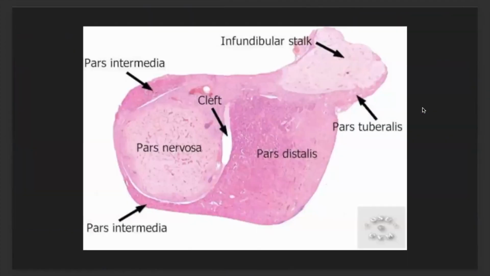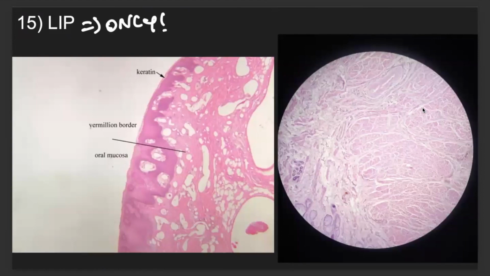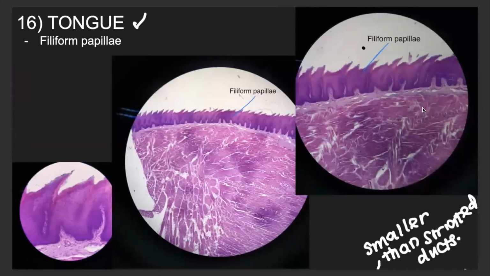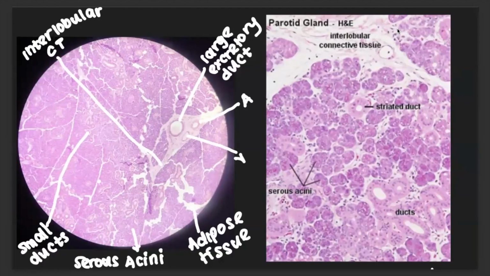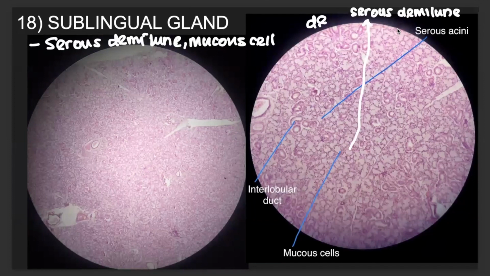Hypophysis. Lip, tongue, and you have to recognize filiform papillae. Parotid, you have to recognize serous cells and intercalated ducts. Sublingual gland, serous and mucous cells.